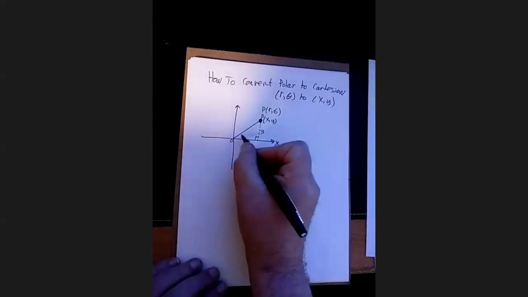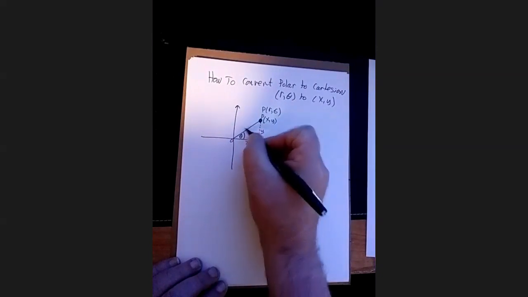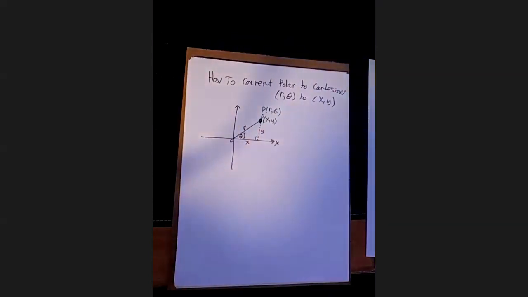Now, this angle in here is theta, and this distance is r. Right? So I've got my picture with both coordinate systems interlocking with each other. And we're going to use that to try and find formulas that allow us to get the x coordinate in terms of r and theta, and the y coordinate in terms of r and theta. So let's go for it.